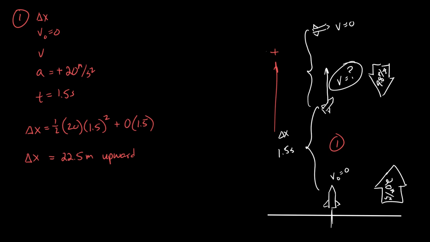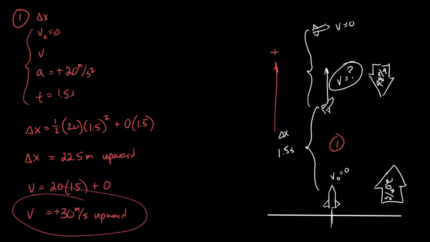All right. Next, I'm going to use these things to figure out the final velocity of the rocket after the engine's shut off. So I'm looking at v equals a t plus v naught. So that's going to be 30 meters per second upwards. And that's time interval 1. That's what we've got for both of those. Any questions about that? All righty.